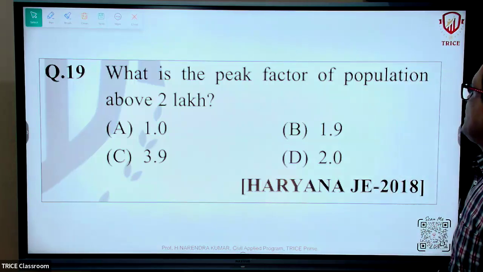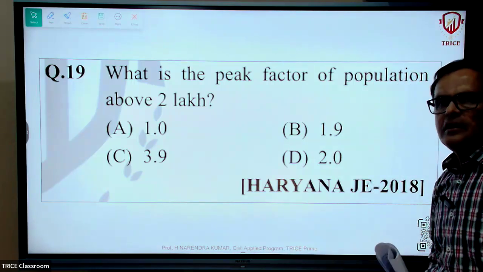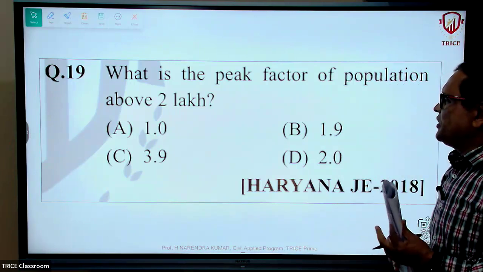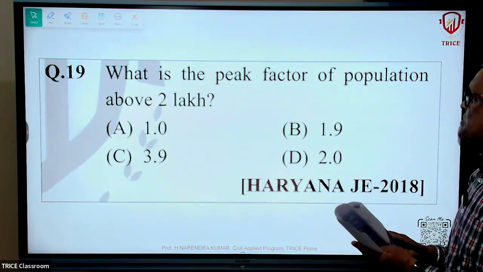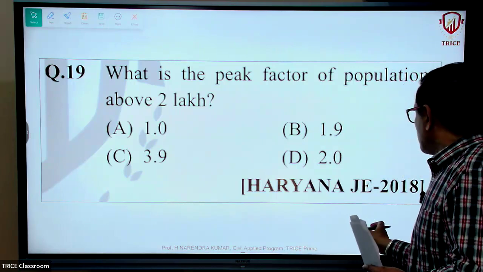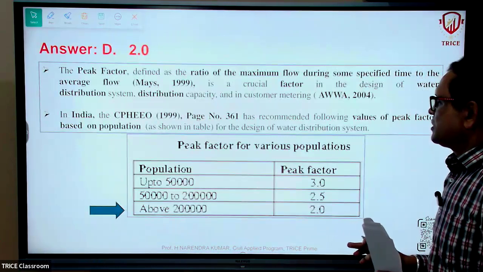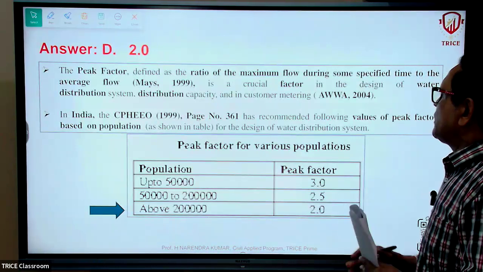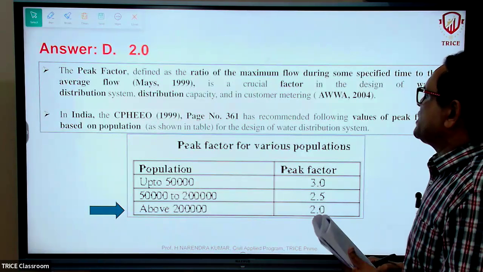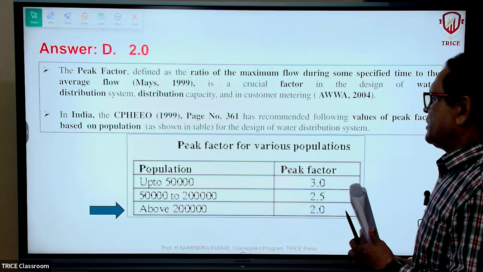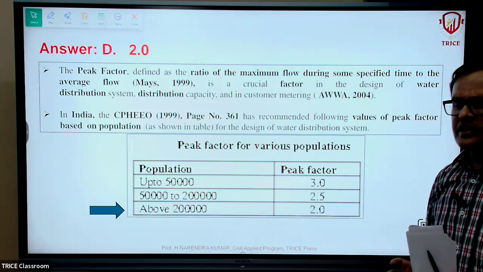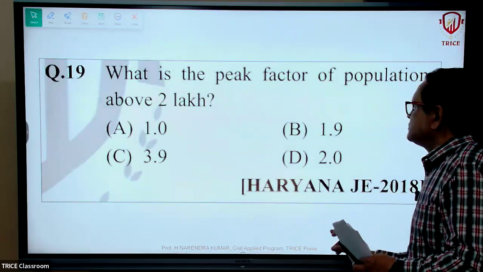What is the peak factor of population above 2 lakh? Okay, this is a complex question. You need to know the various provisions made in the calculation of peak factor. So that is why I am giving you a comprehensive answer for this. There is a manual called the CPHEEO manual, published in the year 1998, 99. Central Public Health and Environmental Engineering Organization. That is called CPHEEO.